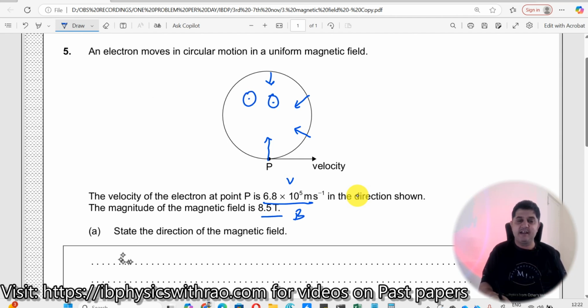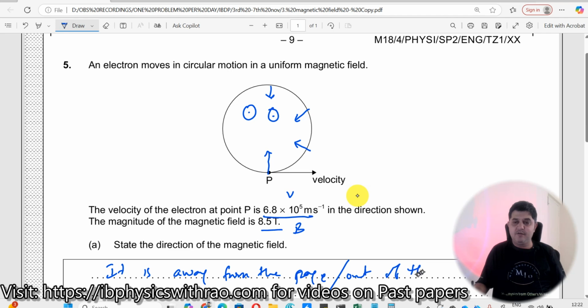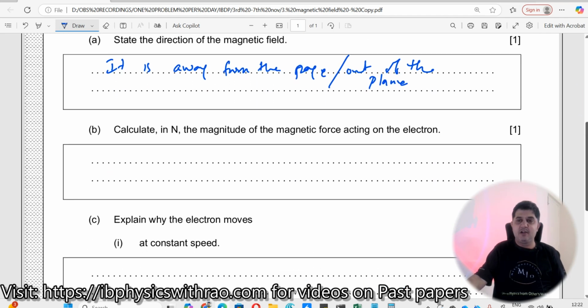So what should I write to state the direction of the magnetic field? It is away from the page. You can write away from the page, or you can also write out of the plane. Either of them works, but I think out of the plane would be a better one to write. Okay, let us move on to the next one.